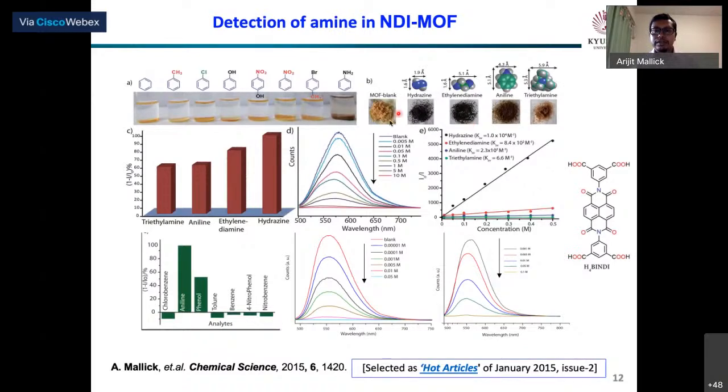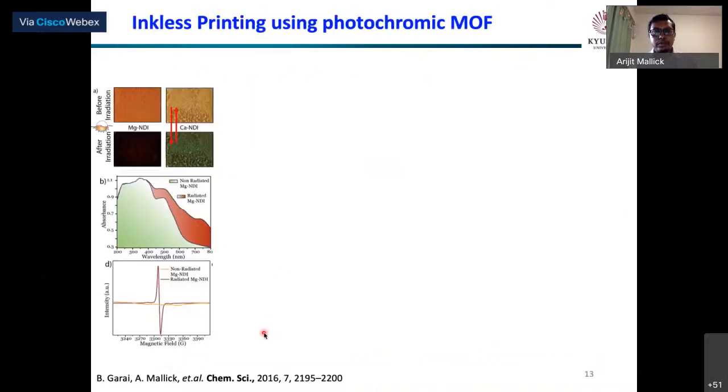And this is, as I told, it was doing the charge transfer. And so the sensing was via luminescent quenching method, and we got a trend over the size selectivity. So that paper was highlighted in Chemical Science. And I will come to the other part, the photochromic part.